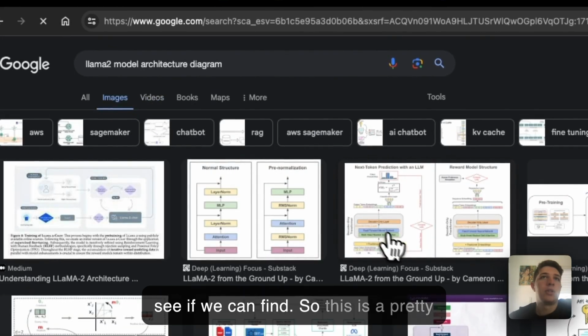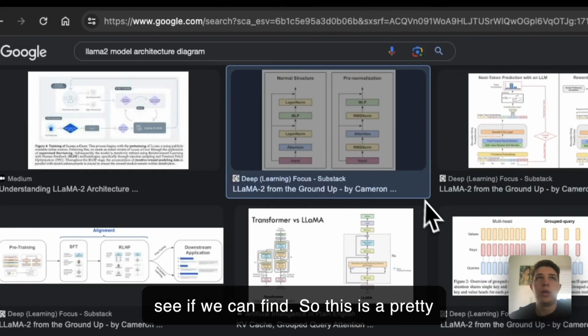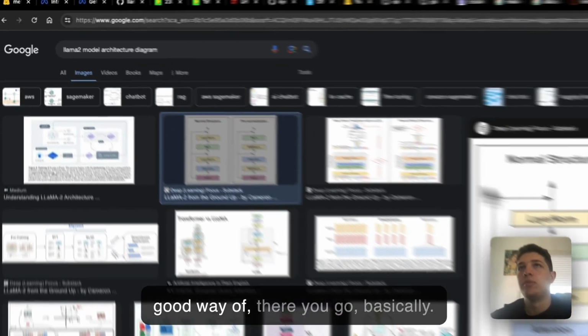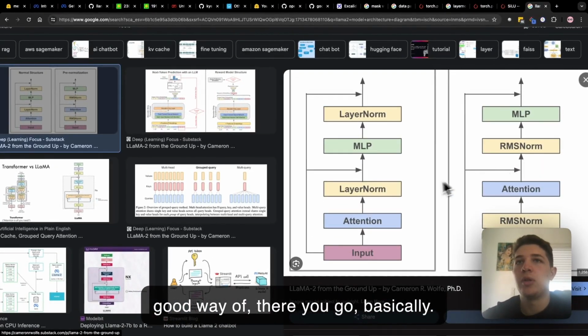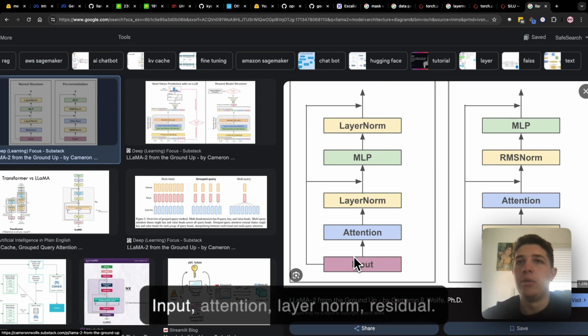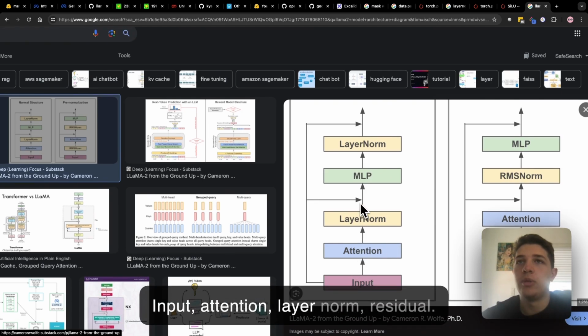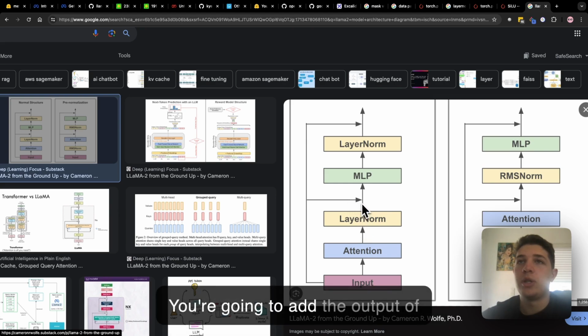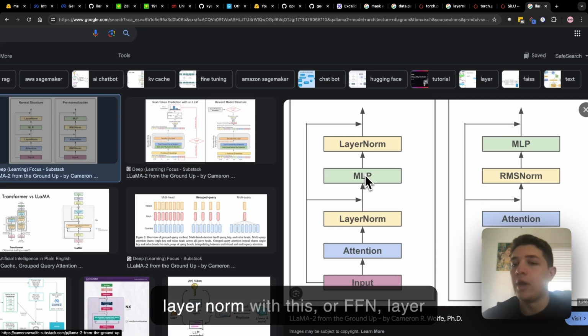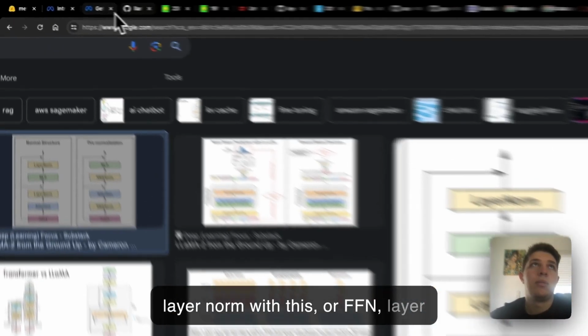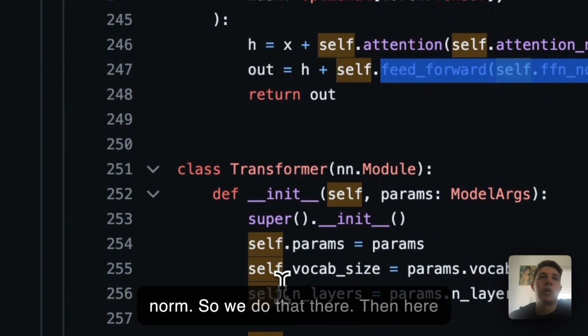Yeah, so this is a pretty good way of, there you go, basically. Input, attention, layer norm, residual. You're going to add the output of layer norm with this, or FFN, layer norm. So we do that there.